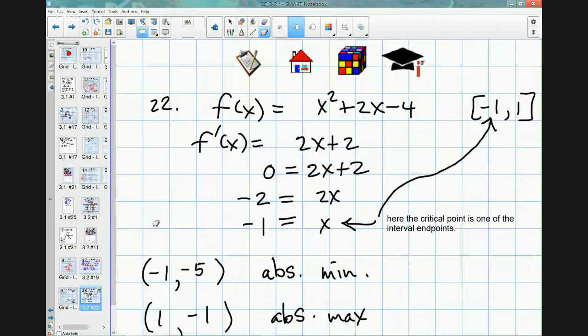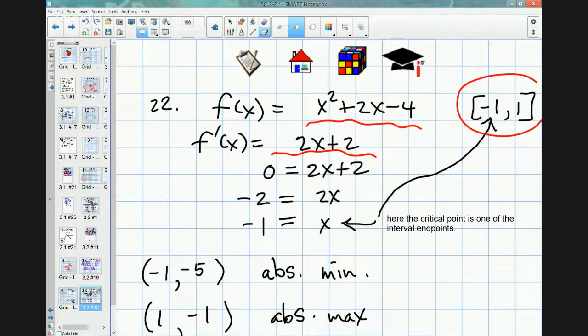All right, number 22. Same thing. We have a function. It's not a very complicated function, and we have an interval, and we are to find the absolute extrema. Step 1, find derivative.